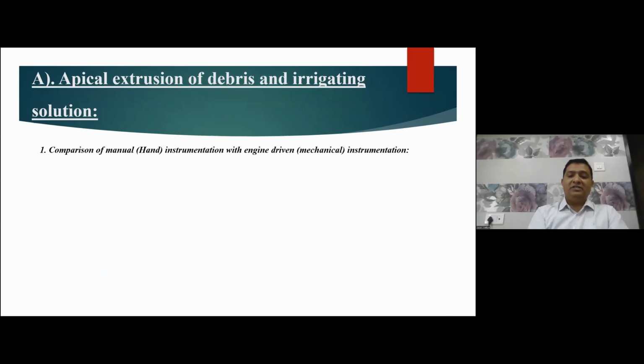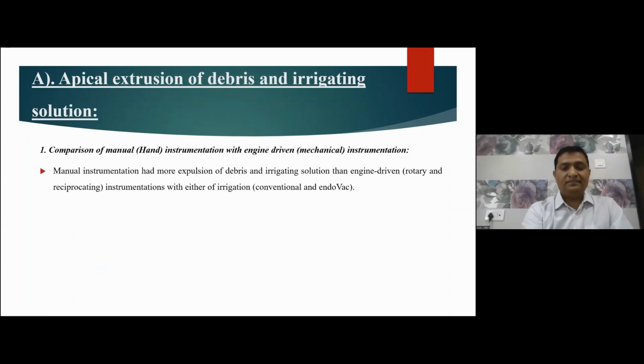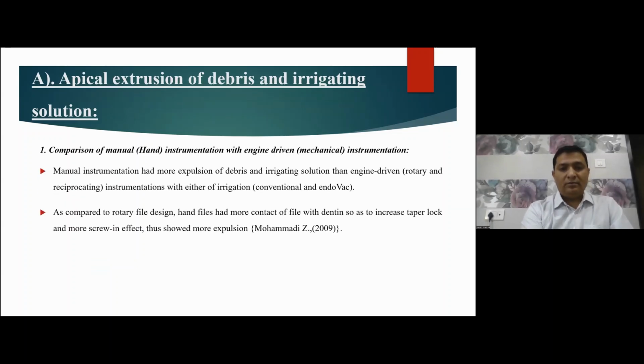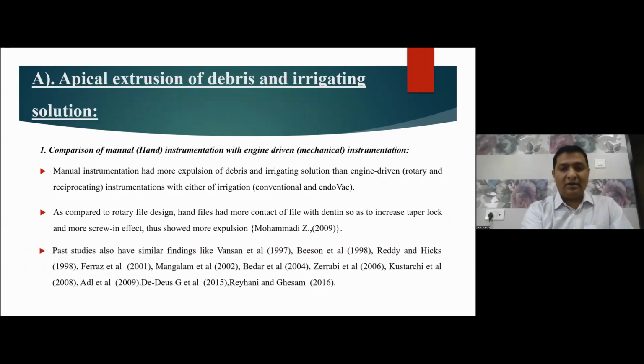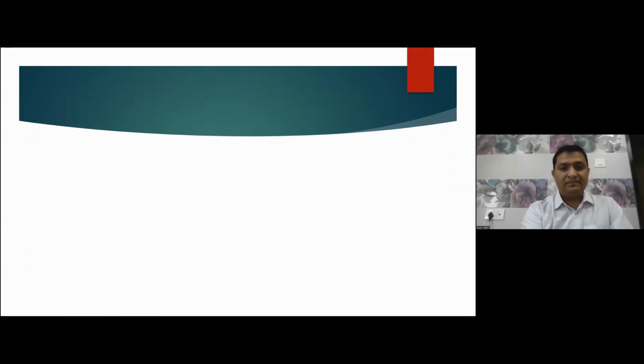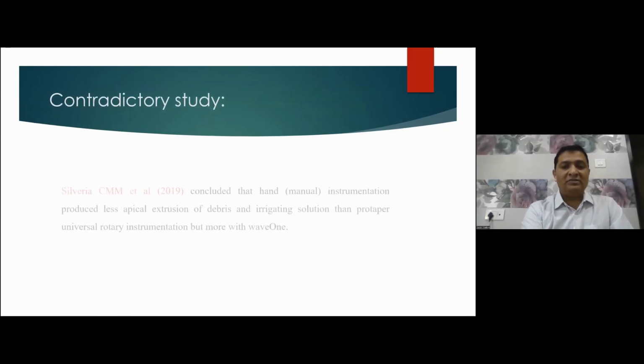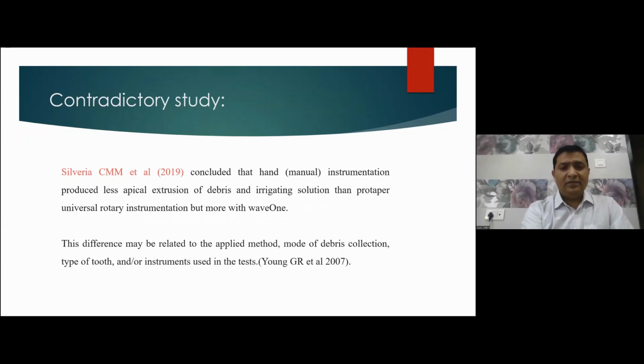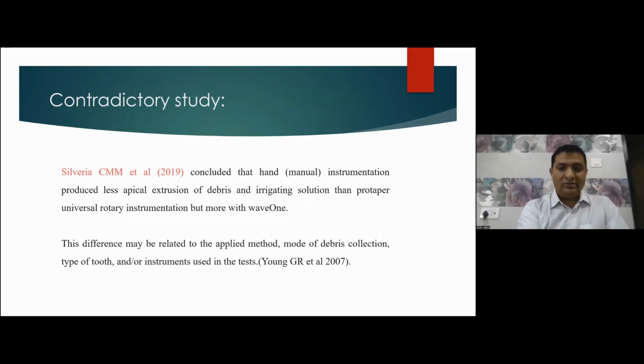Compared to other studies in the literature, there are many supportive studies, except one contradictory study. There may be a difference in the mode of debris collection and the type of tooth used in the study.